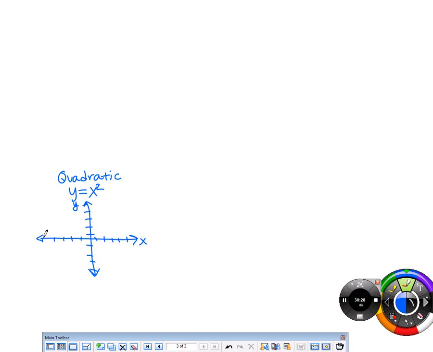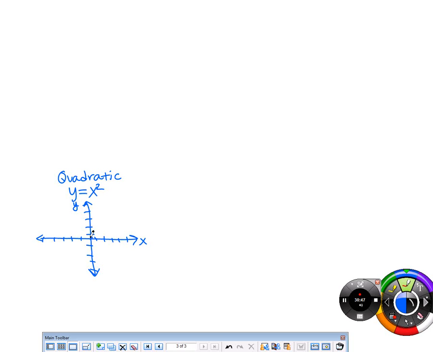All right, so what do you guys know from Algebra 2 about this graph, y equals x squared? What kind of shape is it? What's that? Yeah, so it looks like a U. Anybody know what the technical name we gave the U is? Parabola. Okay.